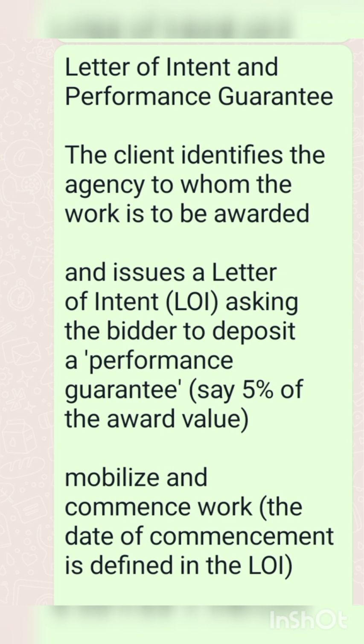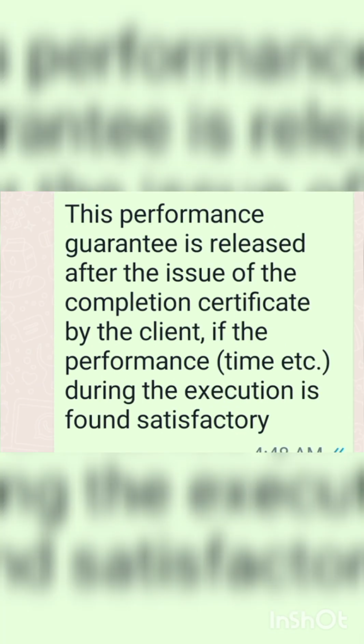Letter of intent and performance guarantee. The client identifies the agency to whom the work is to be awarded and issues a letter of intent (LOI) asking the bidder to deposit a performance guarantee, say 5% of the award value. Mobilize and commence work. The date of commencement is defined in the LOI. The performance guarantee is released after the issue of the completion certificate by the client, if the performance, time, etc. during the execution is found satisfactory.